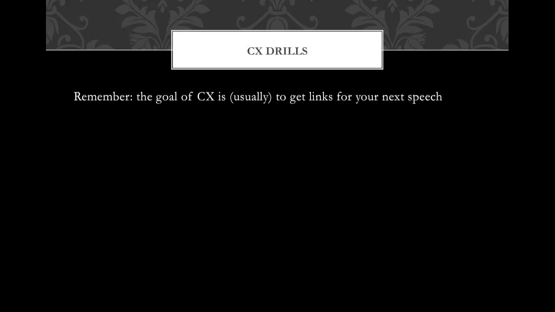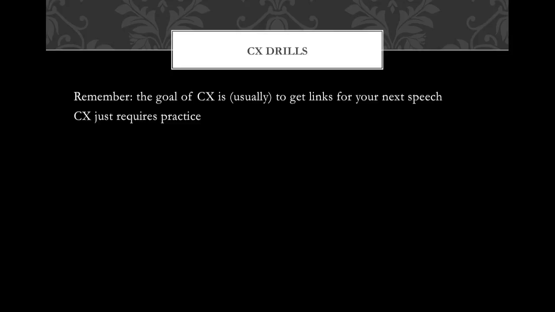The next category of drills that we're going to look at are cross-examination drills. A lot of people don't know what to ask in cross-examination, but this can be solved by keeping in mind one simple fact. The goal of cross-ex is usually just to get links set up for your next speech. That is to say that at the end of your cross-examination, you want to have exposed some sort of vulnerability in your opponent's case or position that you can utilize to win the round.